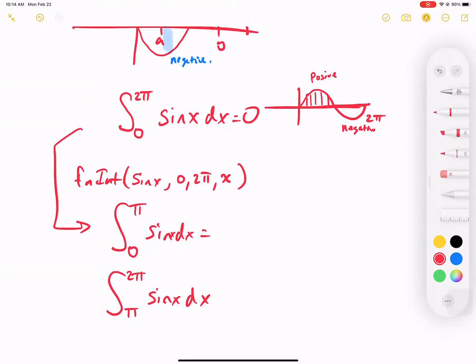I want to show you guys why it is 0, and does it make sense that it would be 0? If you guys don't know where the pi button is, it's going to be right underneath the clear. Sine x dx.